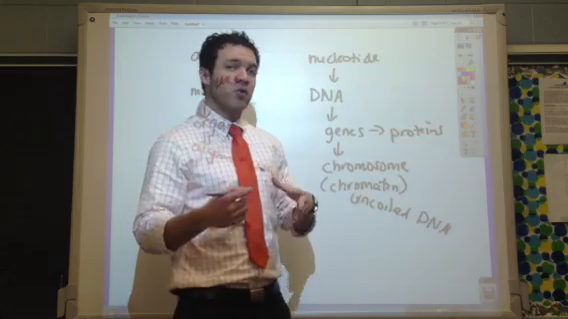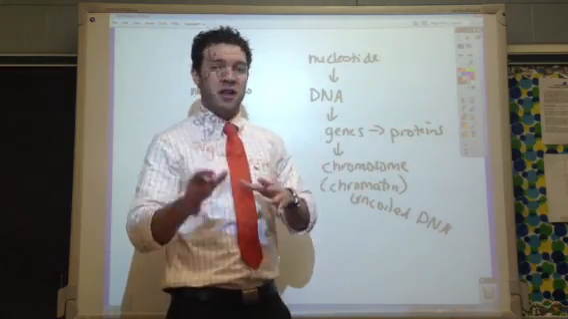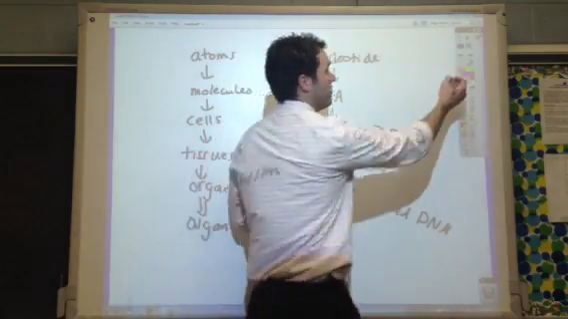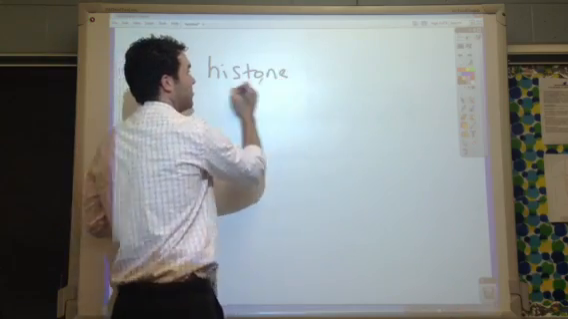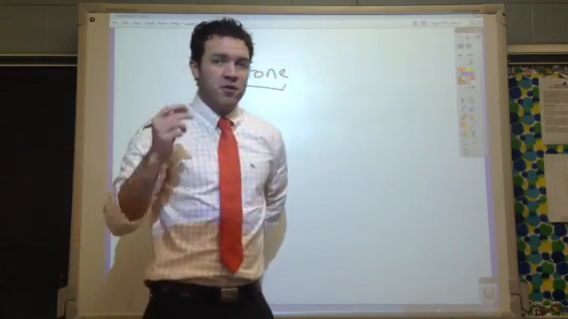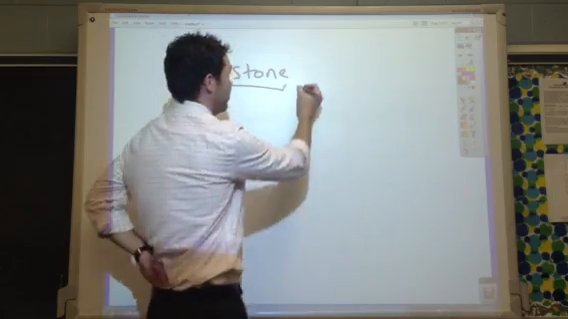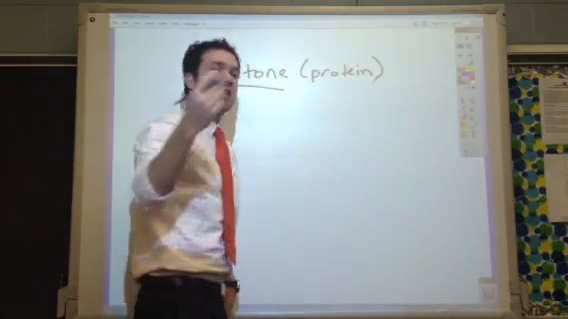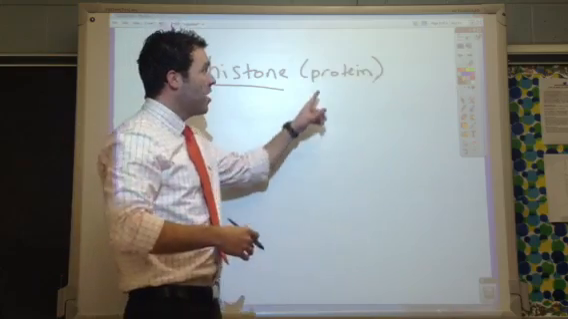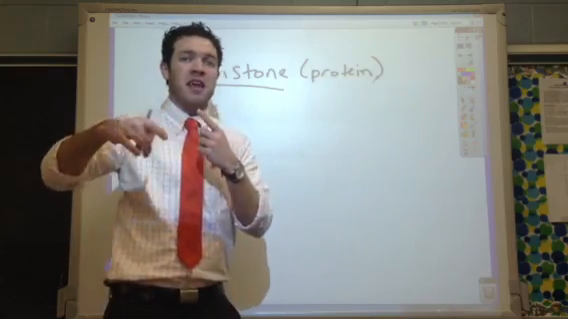Now, how does it condense and coil up? I'm going to show you an image in class, but the next word that I want you to define is the word that's on there called a histone. A histone is a protein. So it is a protein made up of repeating units of amino acids, that building block. What they do is they help the DNA coil around.